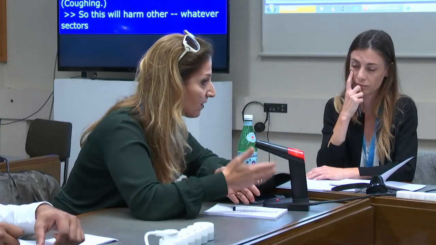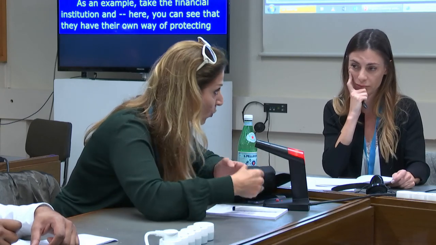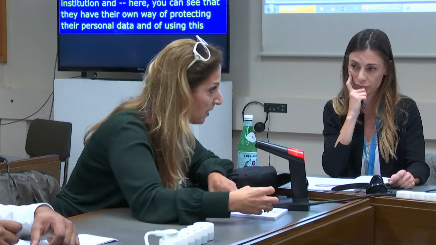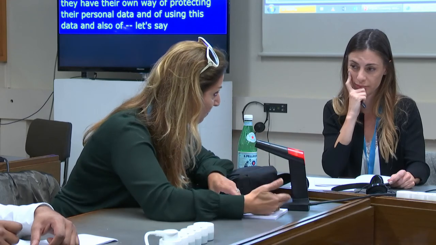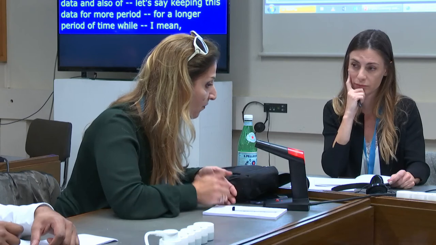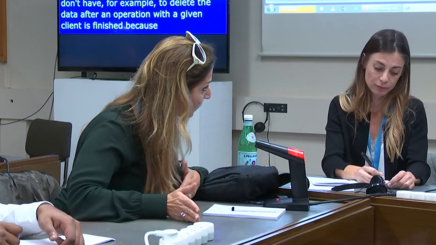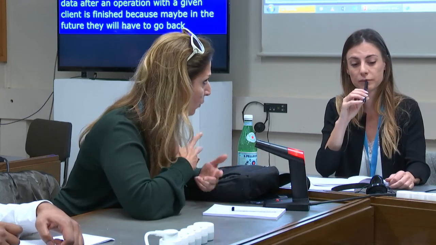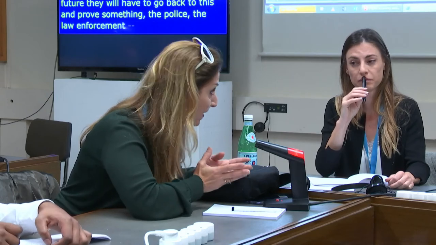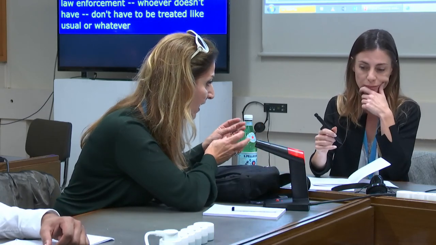As an example, take the financial institution. Here you can see that they have their own way of protecting and using personal data, and also of keeping this data for a longer period of time. They don't have, for example, to delete the data after an operation with a given client is finished, because maybe in the future they will have to go back to this and prove something. The police, law enforcement, don't have to be treated like any usual individual or institution. They can be seen differently by the GDPR.